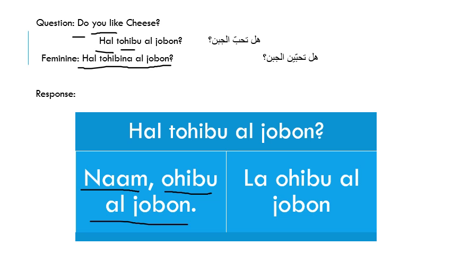So naam أحب الجبن is an answer to the question هل تحب الجبن in the masculine term, or هل تحبين الجبن in the feminine term. The same answer will be in the affirmative voice. Now, we shouldn't forget that the verb here, أحب, is using the first point of view. While when we were asking the question, do you like cheese, here we were using the second point of view because we were talking to a person, you. But when we answered the question, yes, I like cheese, naam uhibbu al-jubun, here the answer will be in the first point of view.